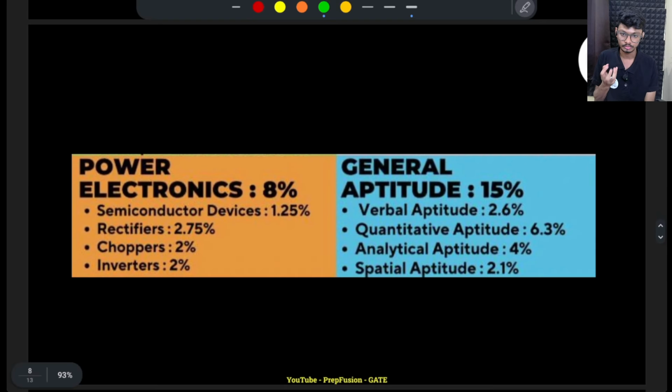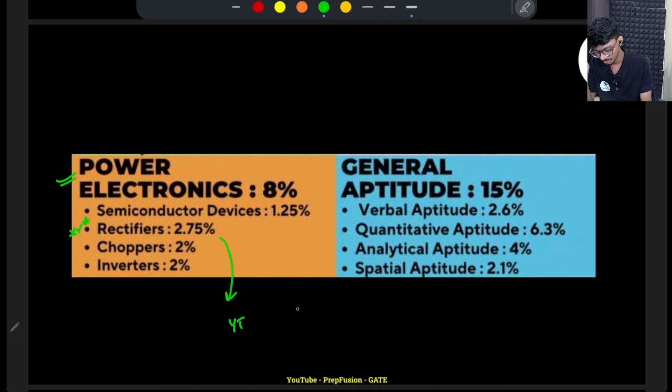Now I will come to a core subject, that is power electronics. Here I can actually tell you which topics are less important and which are very important. Rectifiers is very important. You can cover it comprehensively. That is completely covered on YouTube on PrepFusion. If you search the power electronics playlist on PrepFusion, rectifiers is completely covered except 3-phase rectifiers, that is low priority. They can ask a question, but again, that is low priority.